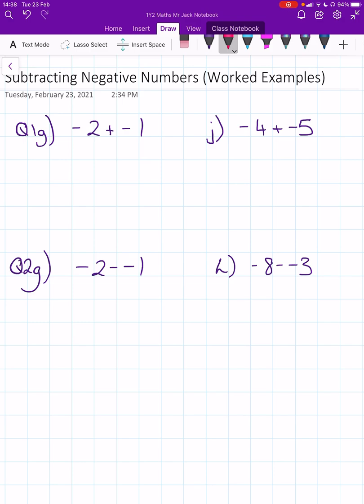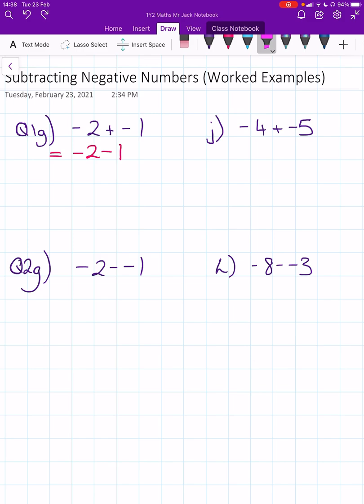So this question says -2 plus -1. Okay, so that's how we read that question. -2 plus -1. So straight away I can see that we're adding a negative number. Now I know that that means, from a rules point of view, that this becomes a subtraction. Okay, so you'll notice that adding a negative number has been replaced with a subtraction there. But the -2 is exactly the same as it was in the line above. That hasn't changed.